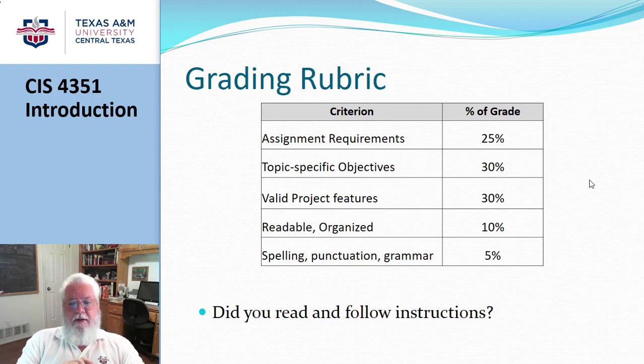30% is how valid is the stuff you turned in. Do you have all the parts to your project? Do you have all those things? And then having your documents readable and organized. And this is not an English course, so I don't care much about spelling, punctuation, and grammar. I just put that down as 5% of your score.